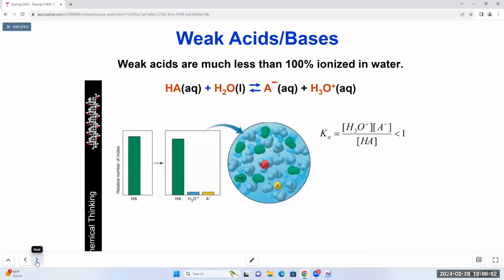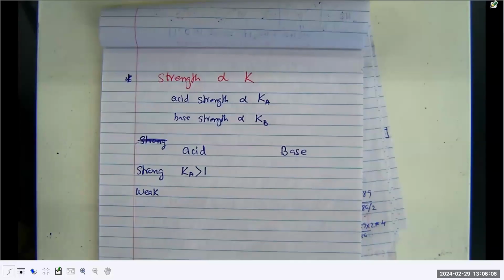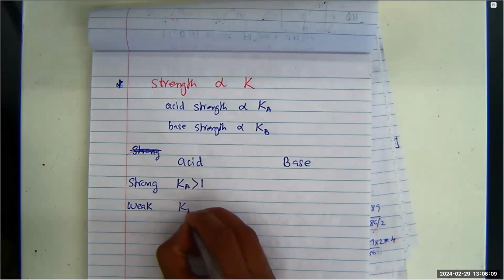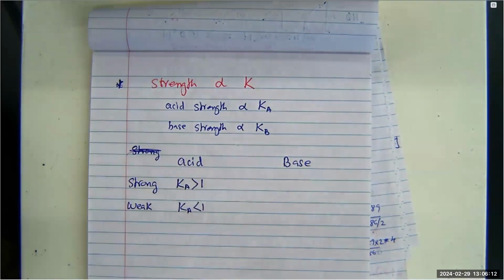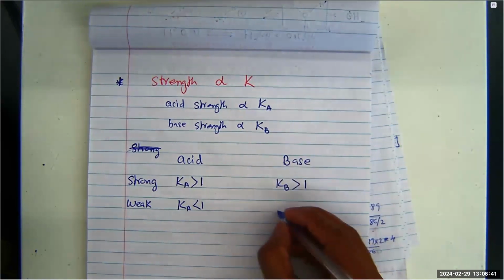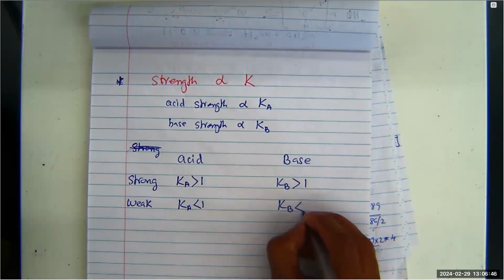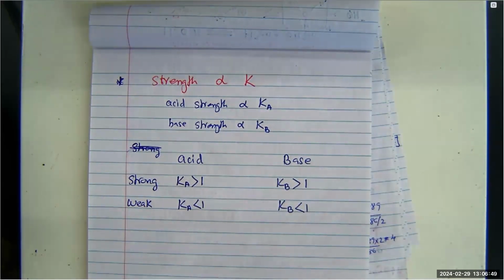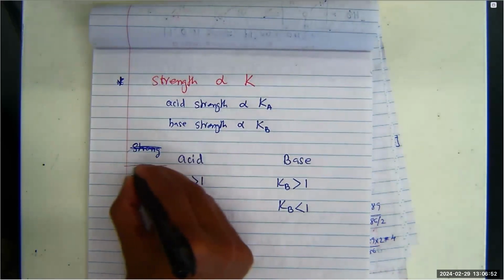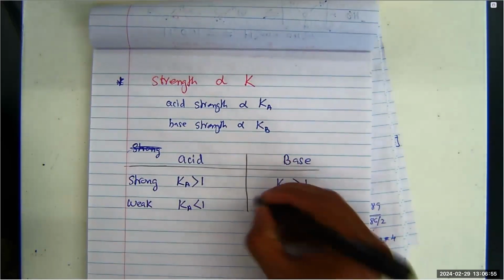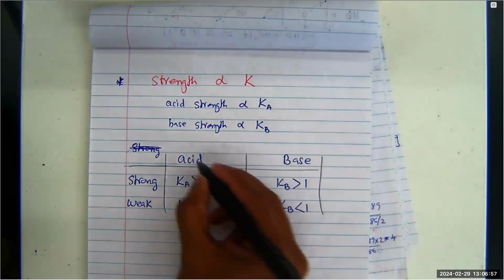And then when it comes to weak acids, what can you tell me about the Ka value? Ka is less than 1. Can we write that too in our notes? If our acid is weak, what it means is our Ka is less than 1. If our base is weak, then Kb is less than 1. Okay, that's it. So everything is in this small diagram over here, table.